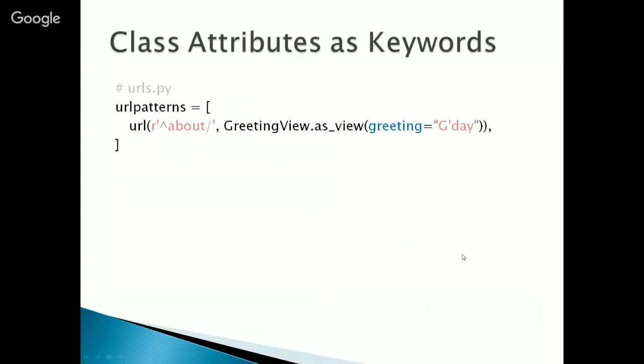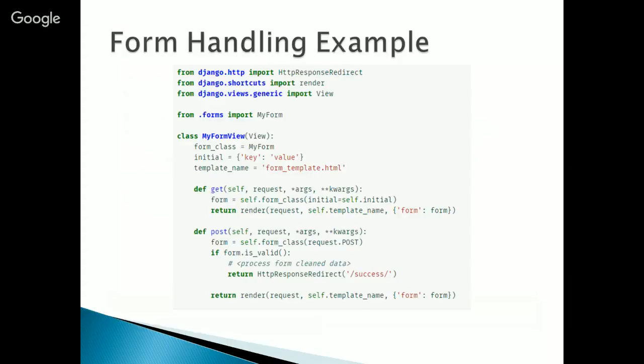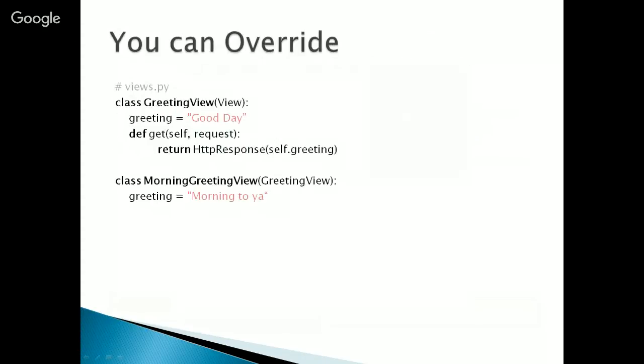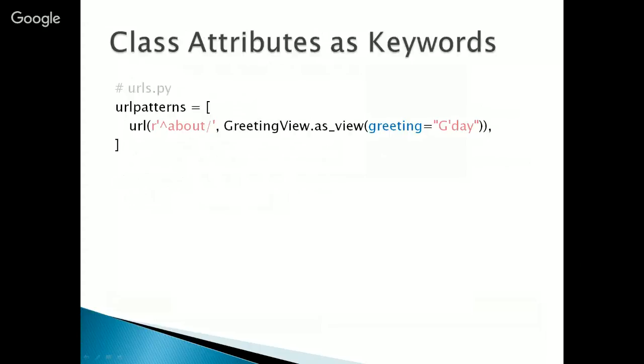You can also pass in class attributes as keywords. So this is a really nice thing to do if you want to pass in attributes. So the greeting here, we can pass it in as an attribute to this as_view function and change the message in the URL if we wanted to. That's a nice thing you can do. I don't know how practical it is in most senses because you don't want to necessarily have a URL for every different version you want. You probably want to put some logic in there for time of day.